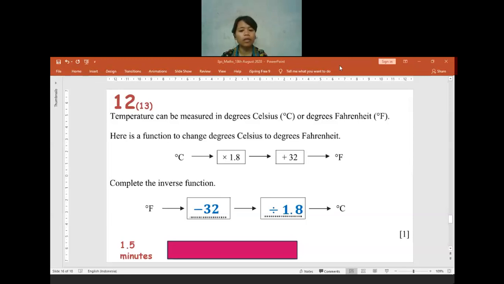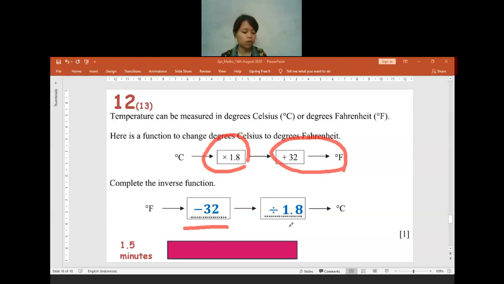We focus on the letter F here. F is plus 32, so the opposite we have to write is negative 32. This is times 1.8, so it will be divided by 1.8. So this is the answer: minus 32, then divided by 1.8. Is there anyone having any question, or maybe I talk too fast?